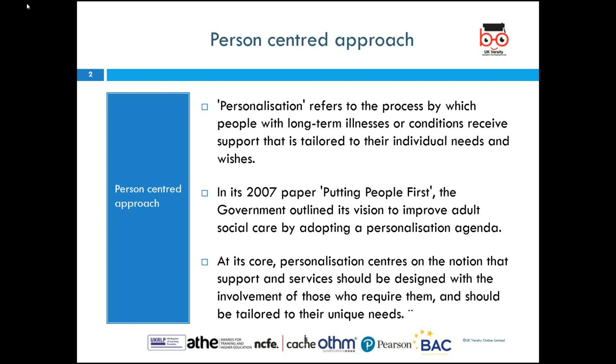So there was a paper called Putting People First, which was developed in 2007. And in this paper, the government has actually outlined its vision to improve adult social care. And they're going to adopt a personalization agenda, therefore the person-centered approach. So at the core of this personalization, it actually centers on the notion that support and services should be designed with the involvement of those who require them and tailored to their needs. So in other words, the service user, the person in question that is getting the services, they're actually saying what happens.